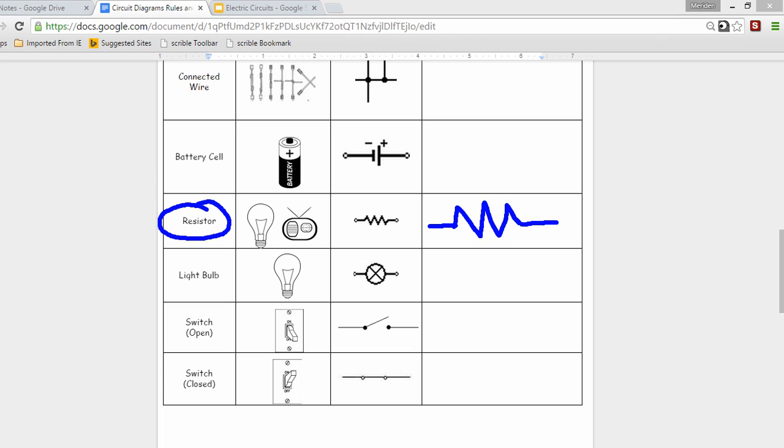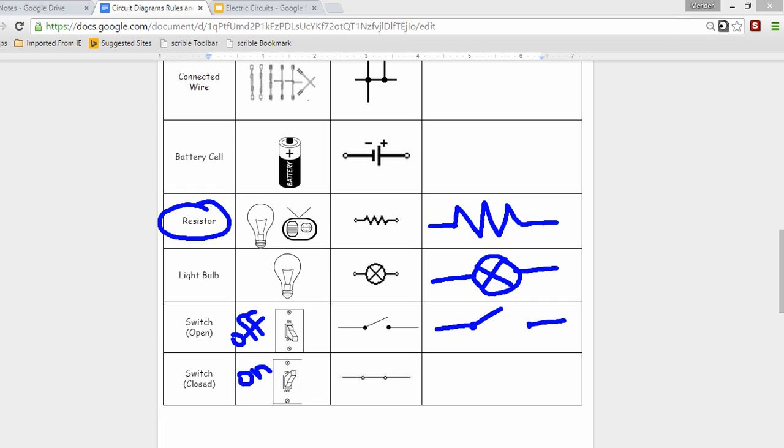A light bulb has its own special symbol. It's a circle with an X through it. You're going to have the wires connecting on either side. Switch, remember we talked about an open circuit and a closed circuit. So a switch has both open and closed. You need to know that an open switch means off, and a closed switch means on.